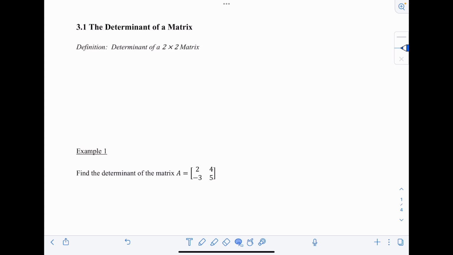This is lesson 3.1, the determinant of a matrix. It's our first lesson, obviously, of chapter 3, and chapter 3 is entirely about this idea of a determinant.